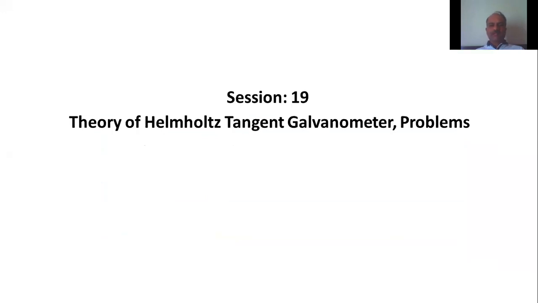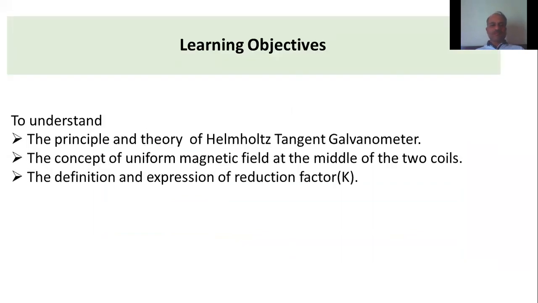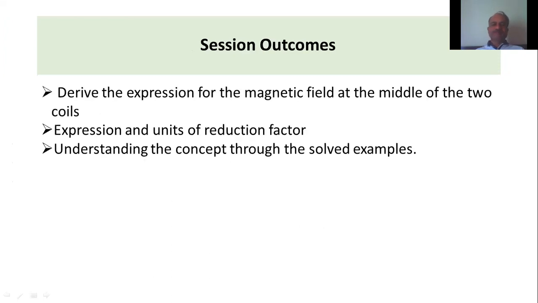So in this session, we are studying the theory of Helmholtz tangent galvanometer, and also we will solve some problems. The learning objectives are to understand the principle and theory of Helmholtz galvanometer, the concept of uniform magnetic field at the middle of the two coils, and the definition and expression of a reduction factor. All these things we are going to study.